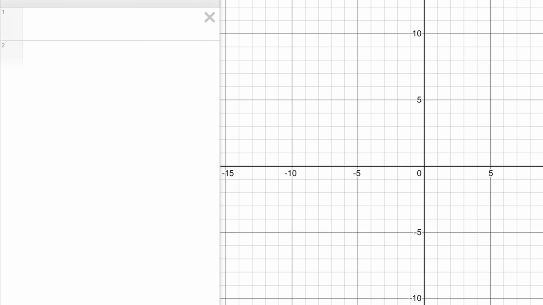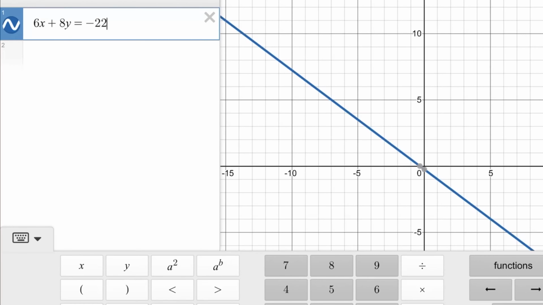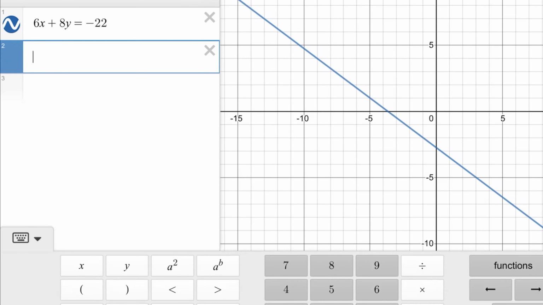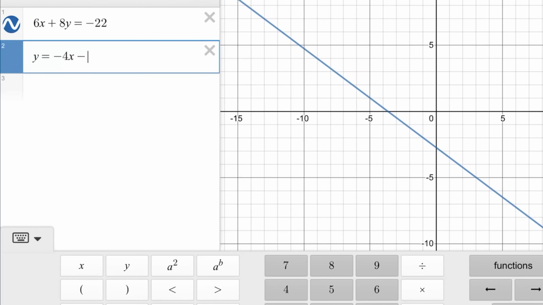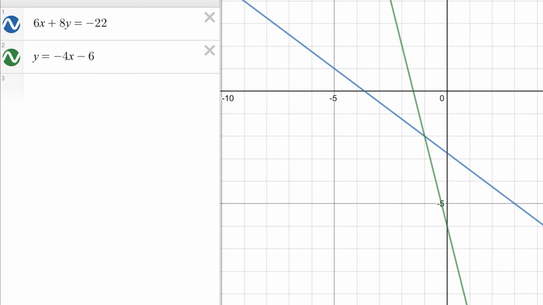Now let's see the graph of problem number 4. We have 6x plus 8y equals negative 22. And that's the graph of our first equation. The second equation is y is equal to negative 4x minus 6. And again, this graph will meet at negative 1, negative 2, which is the solution of our system of equations.